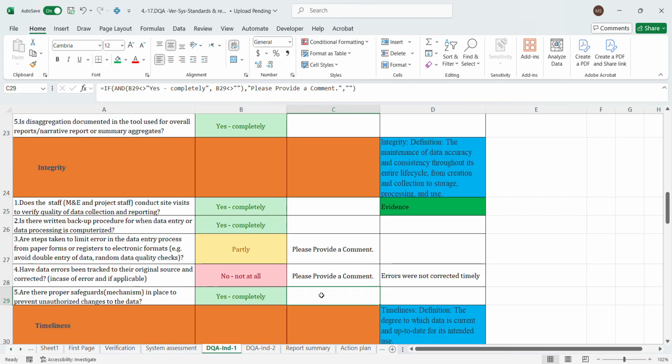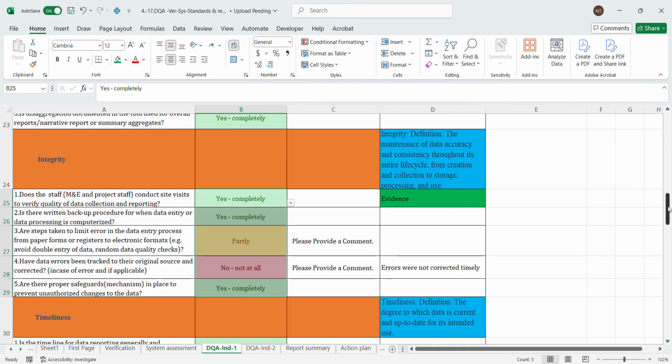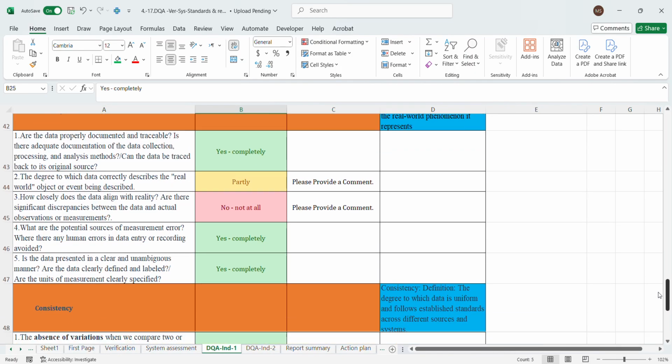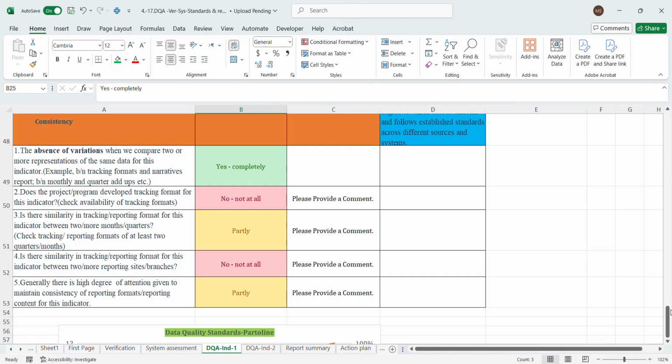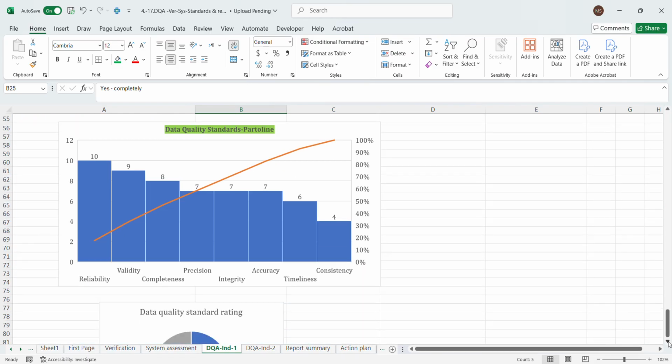So that is it, and let's evaluate the value for integrity in our famous chart for integrity. Here is integrity, just between precision and accuracy right now.